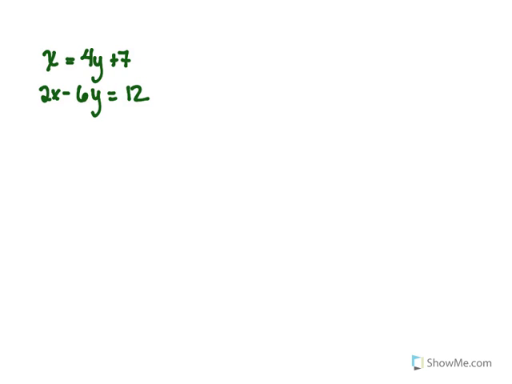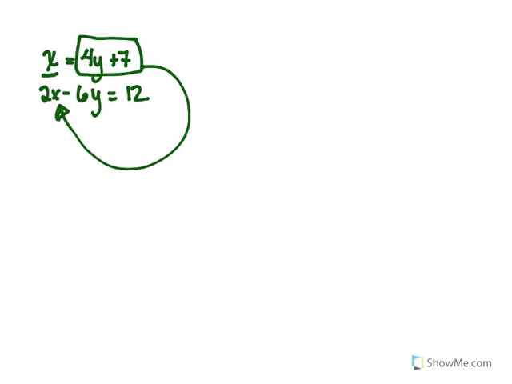Now when you have one of your variables solved for in terms of the other, that's a huge hint that probably substitution would be the easiest way to solve for the variable. So what you're going to do is, since I have solved for x, I'm going to plug in this value right here in for x into this equation.